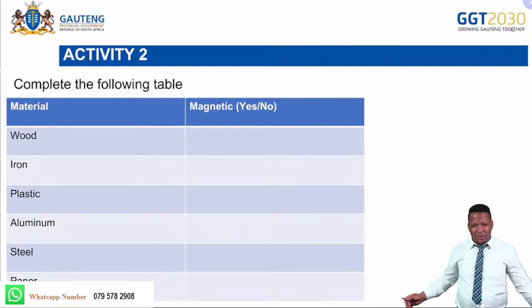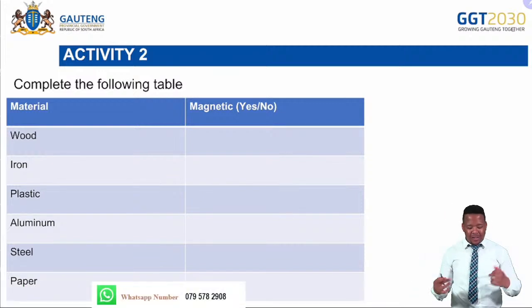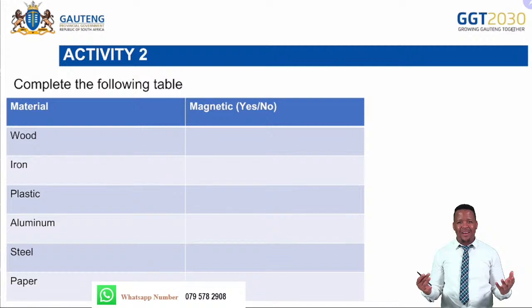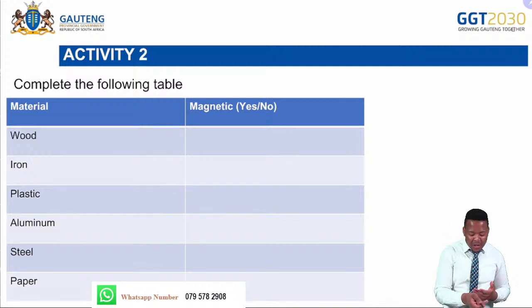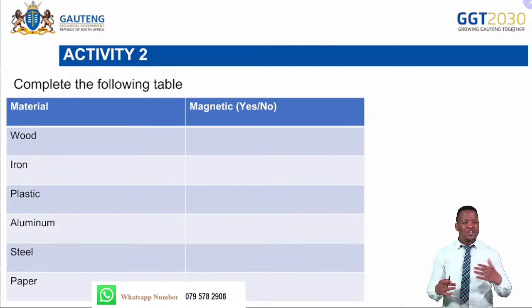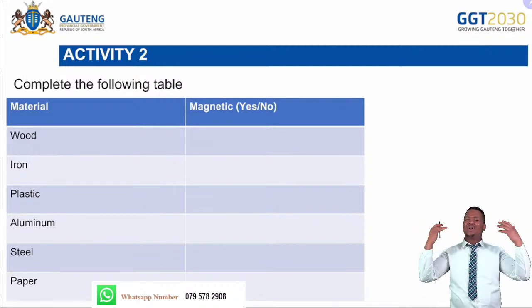Let's go to activity 2. Activity 2, just for you, right? Complete the table below. We have different types of material: wood, iron, plastic, aluminum, steel, and paper. We want to know which material is magnetic and which one is not magnetic. If you think wood is magnetic, you'll write yes. If it's not magnetic, you'll write no. All right, let's take 2 minutes to complete activity 2, and then we move on with our non-contact forces.